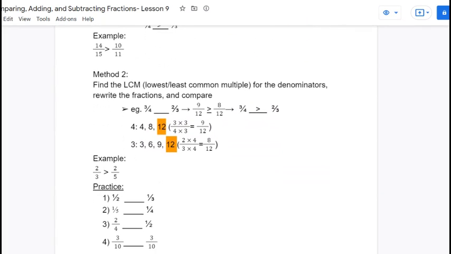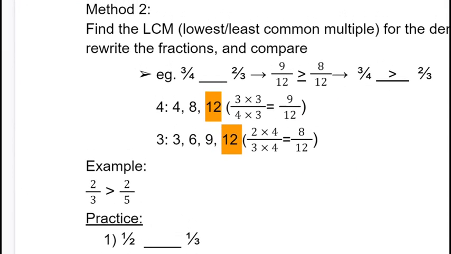And I have another example here for method 2, just another example for us. I haven't shown my work. If you want to do that yourself, you can definitely do that. But 2/3 is greater than 2/5 because the least common multiple here is 15 for 3 and 5. So 3 times 5 is 15, 5 times 3 is 15, and whatever we do to the bottoms, we have to do to the tops. And eventually, after showing our work, we will see that 2/3 is greater than 2/5.